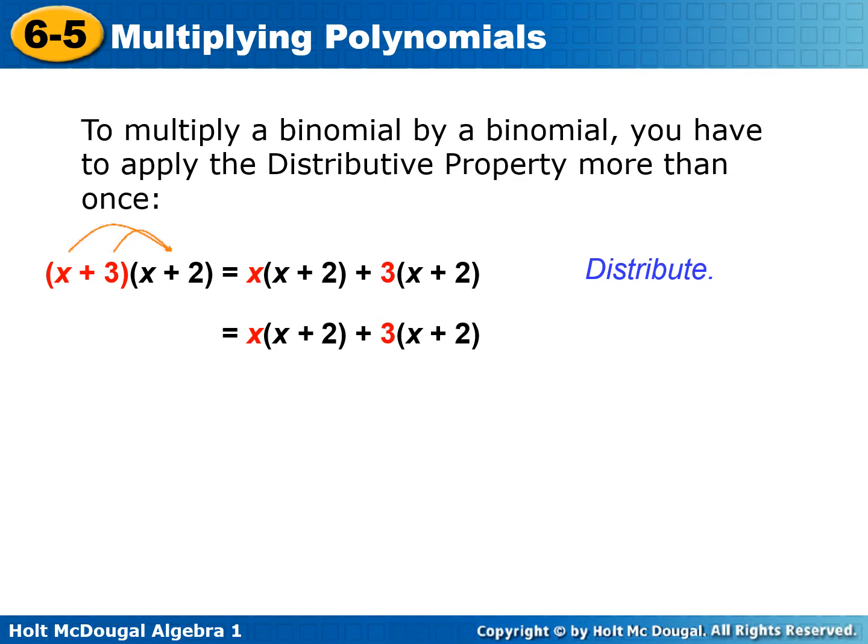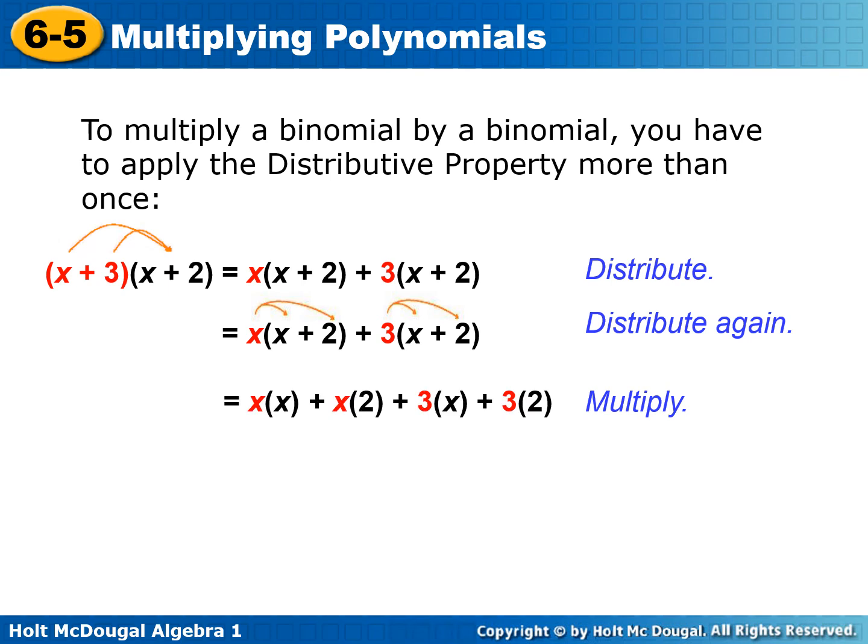All right. Now, from here, we have to distribute again. You see those terms in red? We have to distribute them to the terms inside the parentheses beside them. So that will be x times x plus x times 2, and then 3 times x and 3 times 2. Alright? So that's the second time that we apply the distributive property.